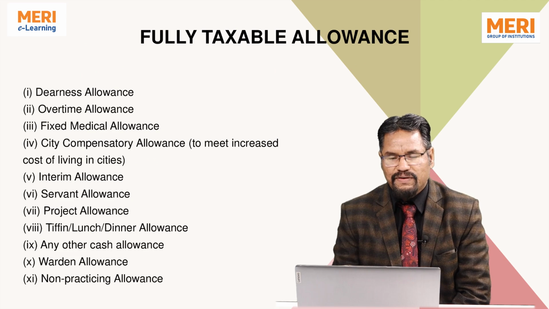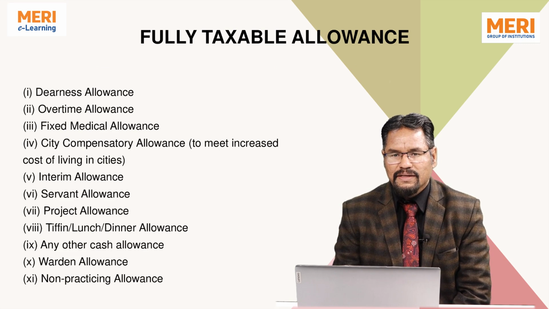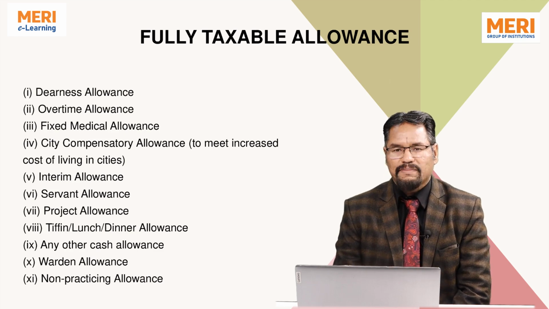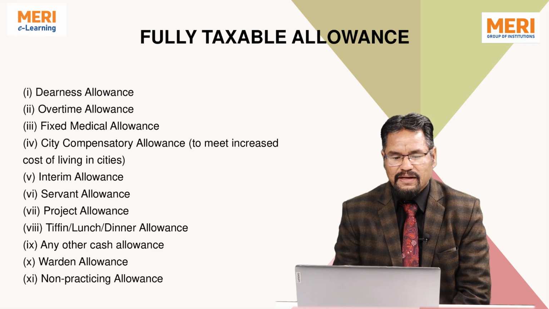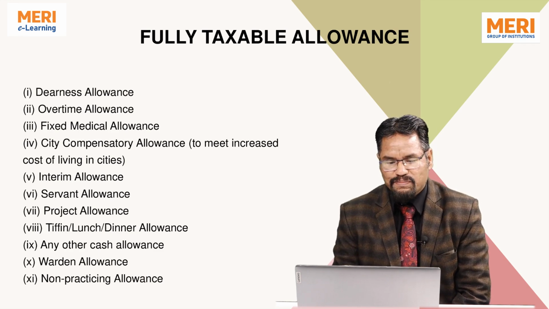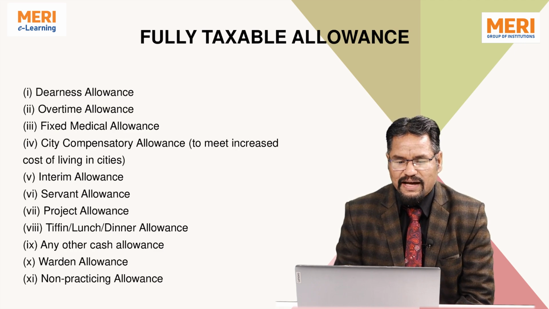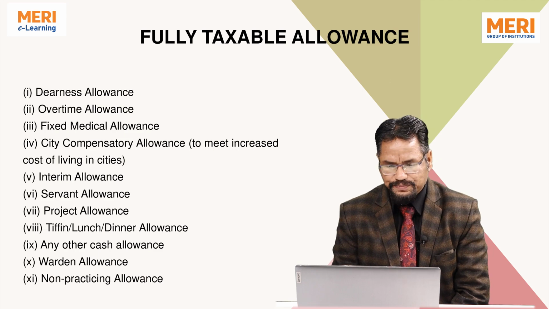Now we will have to go through the fully taxable allowances. Those allowances which are 100% taxable under the head of salary are dearness allowance, overtime allowance, fixed medical allowance, city compensatory allowance, interim allowance, servant allowance, project allowance, tiffin, lunch, dinner allowance, any other cash allowance, warden allowance, non-practicing allowance. So these are the allowances which are 100% taxable under the head salary.